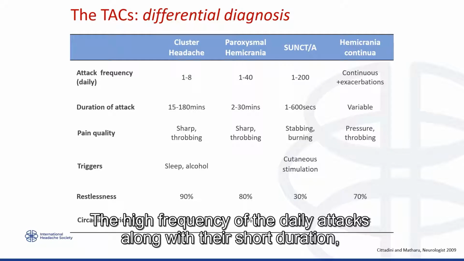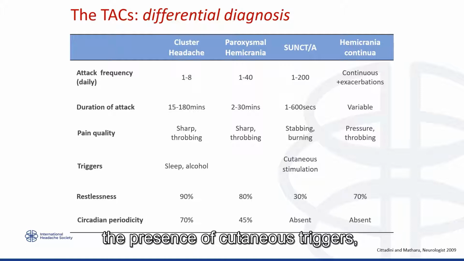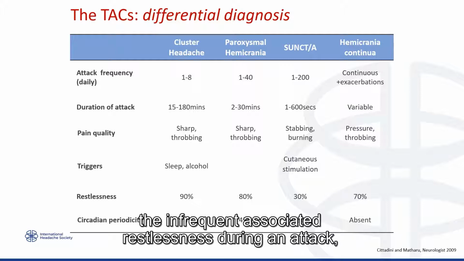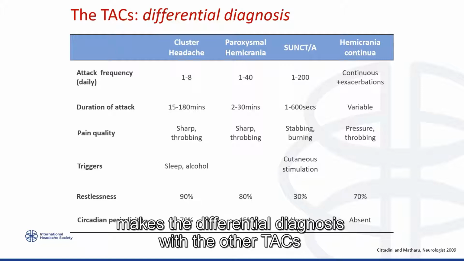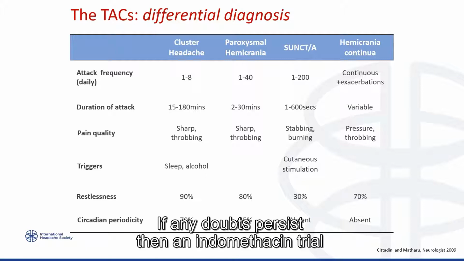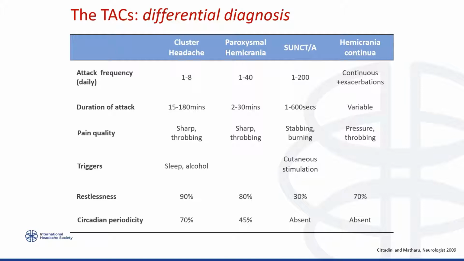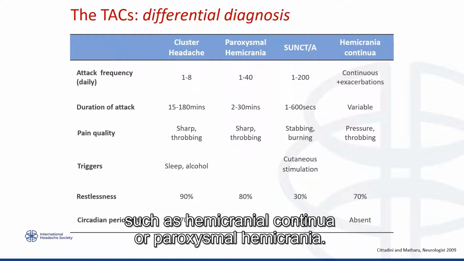The high frequency of the daily attacks, along with their short duration, the stabbing, electric shock-like and burning character of the pain, the presence of cutaneous triggers, the infrequent associated restlessness during an attack, and the lack of clear-cut attack rhythmicity make the differential diagnosis with the other TACs generally straightforward. If any doubts persist, then a negative indomethacin trial will always exclude indomethacin-responsive headaches such as hemicrania continua or paroxysmal hemicrania.